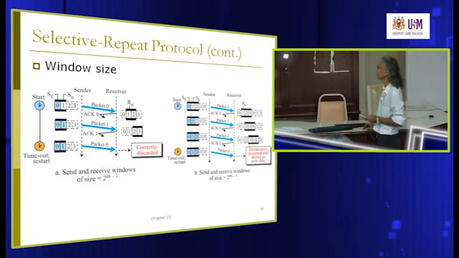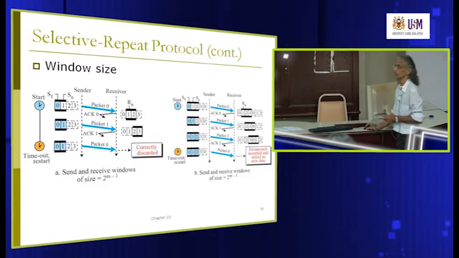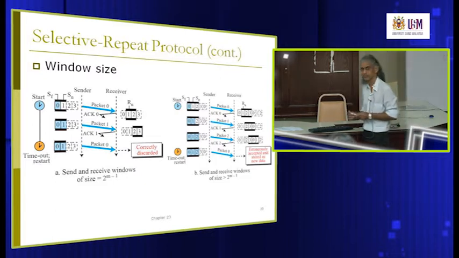Right? It's okay. But if the sliding window is slightly larger than normal, then you have the same problem. The packet you received, which was resent, would be accepted as the packet in the next sequence and not the previous one. Right? So this shouldn't happen. It's the same principle as the previous example.